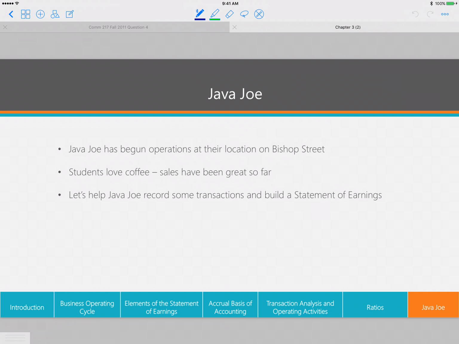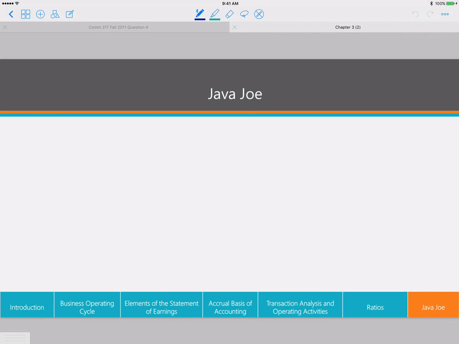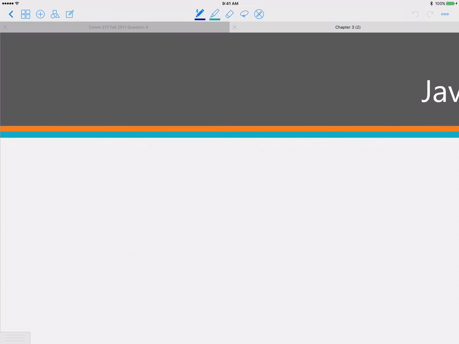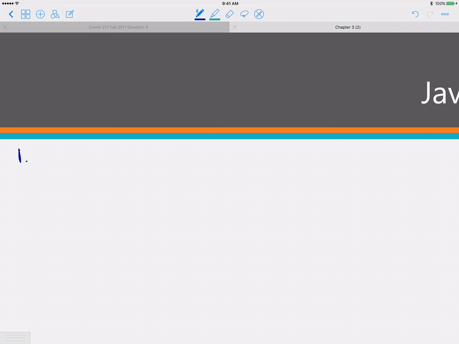So let's help Joe record some transactions, and we're going to help him after that to build a statement of earnings. So what I really recommend that you guys do is, as I tell you each journal entry, try and figure it out before looking at the answers. So the first thing that happened, right? In the month of January, we're going to say that Joe got set up, and now we're in February. So we're at the end of the month of February. So February 28th.